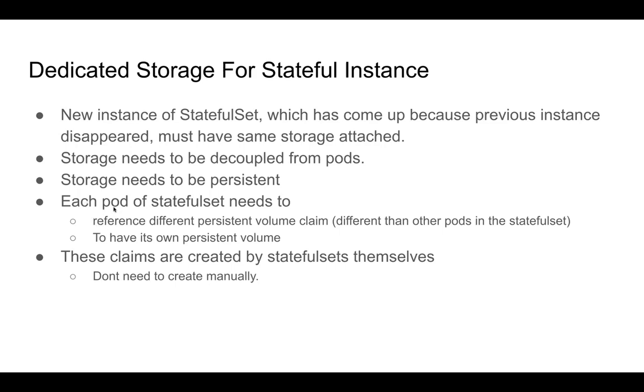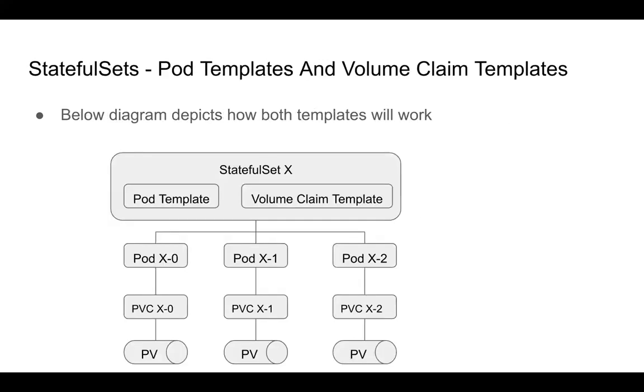So if you have 3 instances of your stateful set, then there will be 3 persistent volume claims. Okay, so each pod of the stateful set needs to reference a persistent volume claim different from the other pods in the stateful set, so that each claim is different and has its own persistent volume. These claims are created by the stateful sets themselves. We don't need to create the claim ourselves. If you are not using a stateful set, then you need to create the claim yourself. We had seen that in the previous videos.